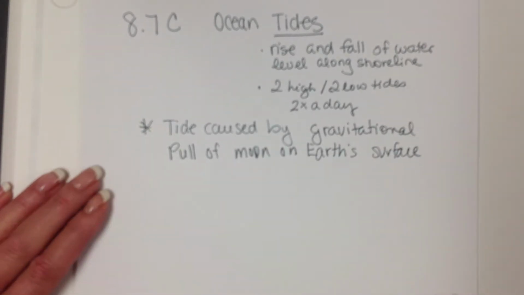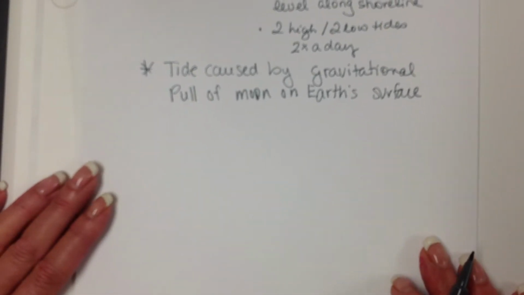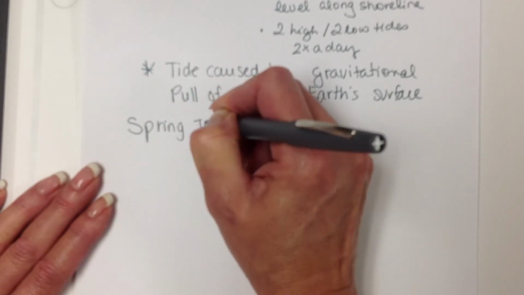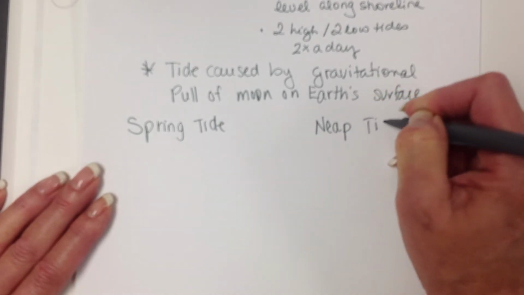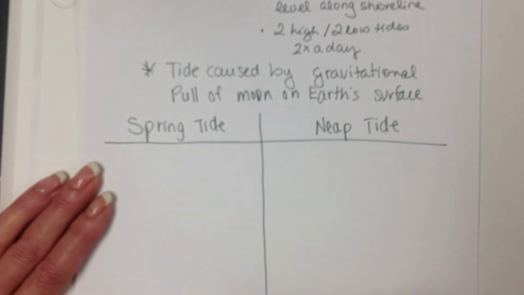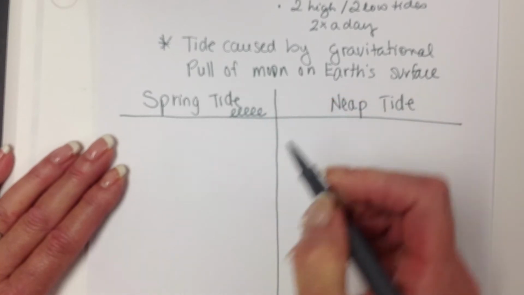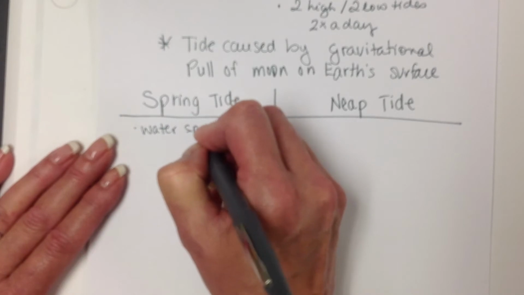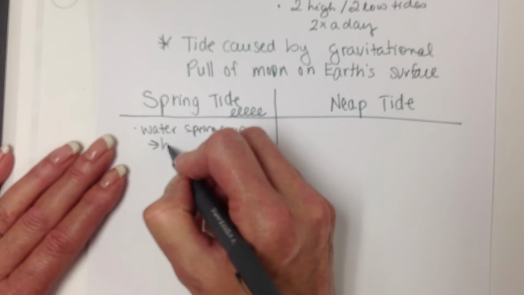There are 2 tides that you need to be aware of. One is a spring tide, and the other one is a neap tide. Spring tides are the most impressive tides, and I'm drawing a little spring there. It's where the water really springs up. So you get the highest of high tides and the lowest of low.